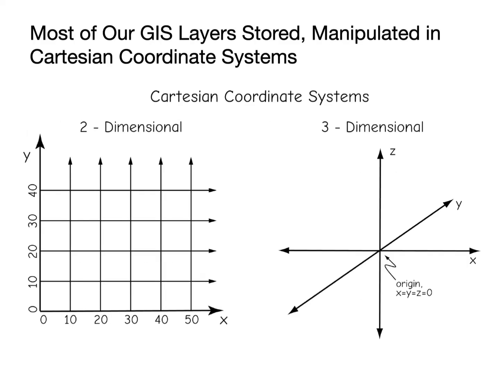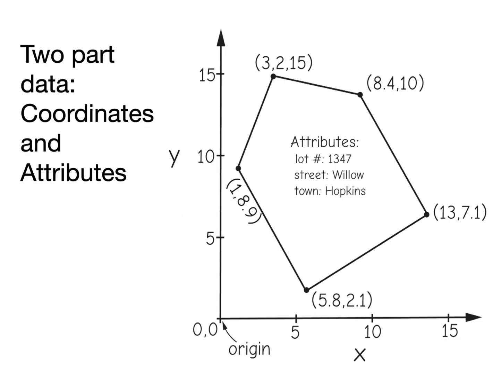So as I said last time, most of our GIS layers are stored and manipulated in this Cartesian coordinate system, this right-angle coordinate system. And those consist of the axes oriented and in a set location, and then a set of coordinate pairs that define features. So I might have a polygonal lot data set where I have the cadastral data with the lot boundaries, and I have a set of coordinates that define an individual lot plus the attributes associated with it: the number, the street, the town, and many other things I deem important or relevant.